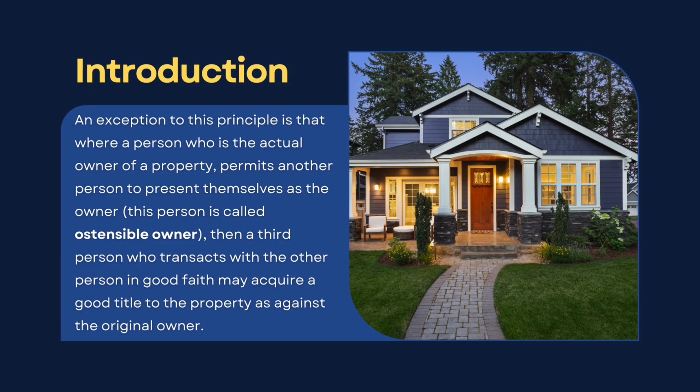Now, an exception to this principle is that where a person who is the actual owner of the property permits or allows another person to present themselves as the owner, this person is called the ostensible owner. Then, a third person who transacts with the ostensible owner in good faith may acquire a good title to the property as against the original owner.